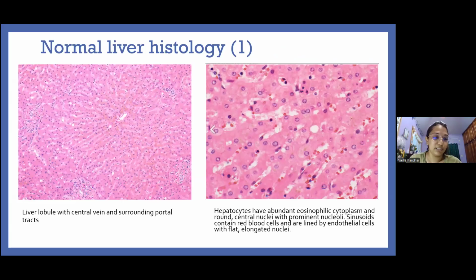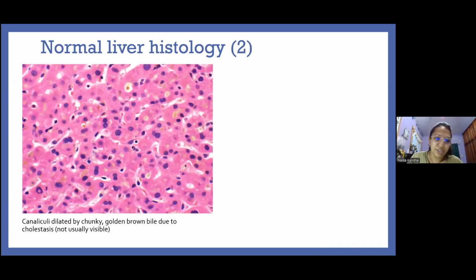So just the normal liver histology again. You can see the lobule with a central vein and surrounding portal tracts. On the right, the hepatocytes themselves with the abundant eosinophilic cytoplasm, round central nuclei with prominent nucleoli seen. And canaliculi, not usually seen, but this is a case of cholestasis, so it's dilated.